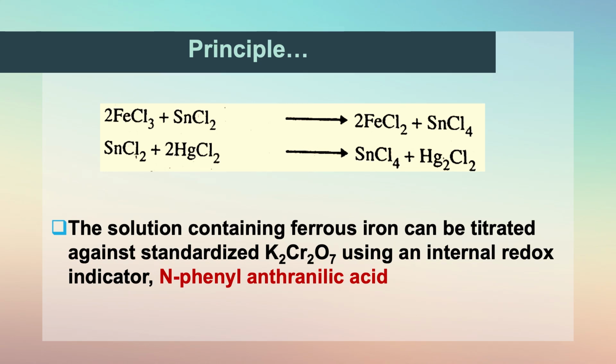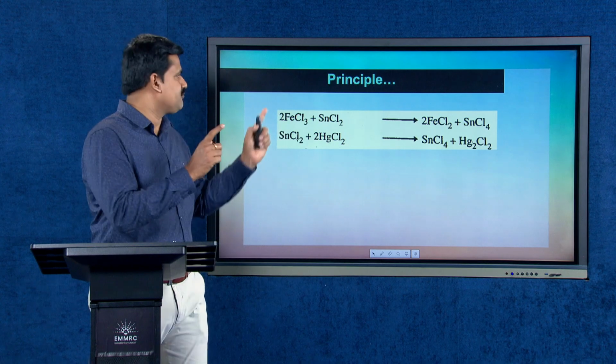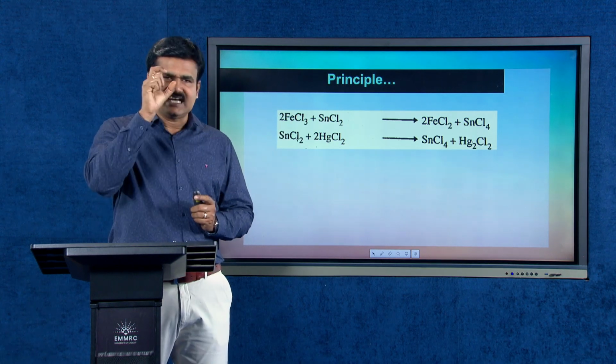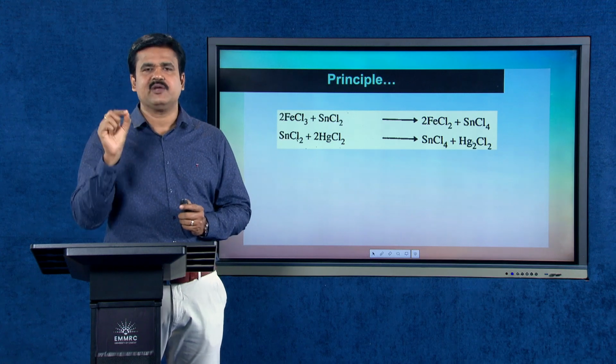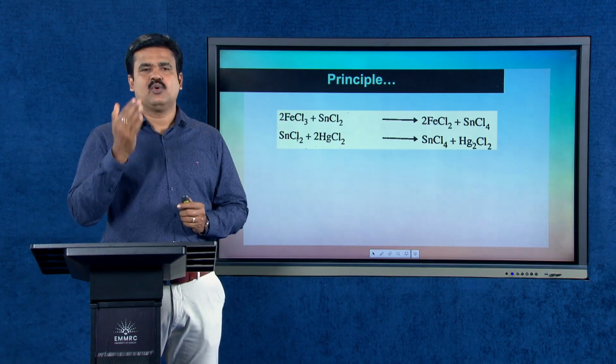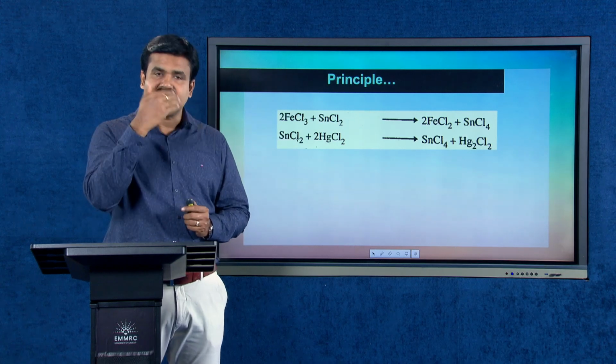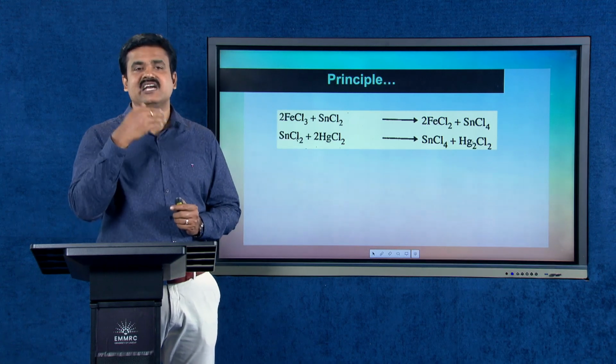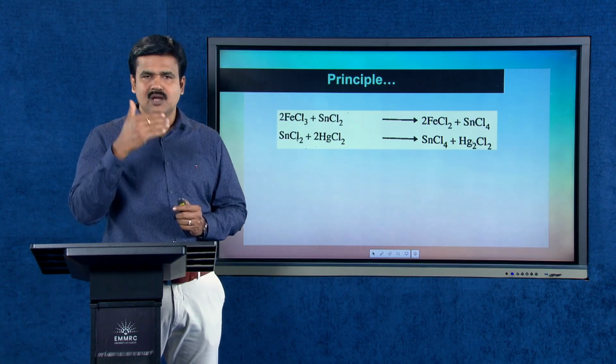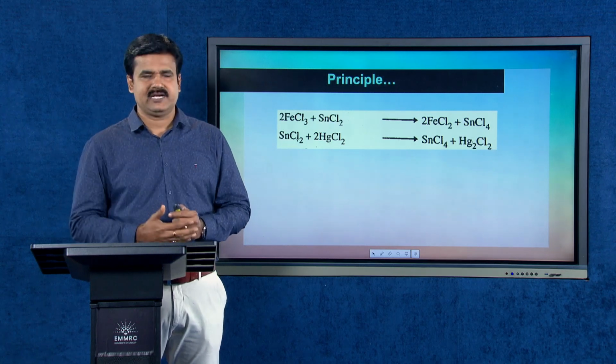2FeCl3 plus SnCl2 produces 2FeCl2 plus SnCl4. SnCl2 plus 2HgCl2 produces SnCl4 plus Hg2Cl2. So, the first step is the reduction of ferric ion to ferrous ion or ferric chloride to ferrous chloride, and the second part is the removal of excess reducing agent SnCl2 by using mercuric chloride.